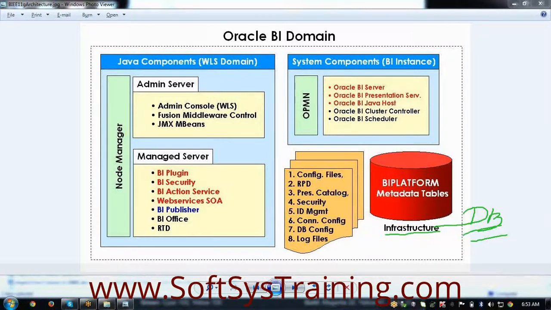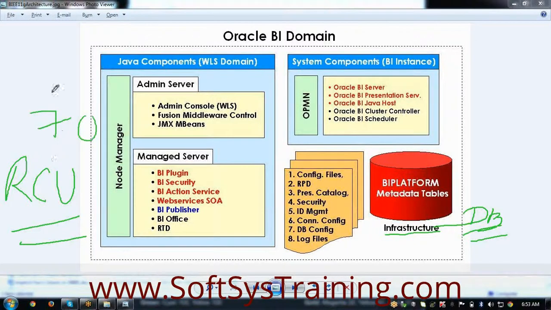When you want to install this Oracle BI application, you need to first install something called the RCU, Repository Creation Utility. The Repository Creation Utility is available for both 32-bit and 64-bit from the 7.0 version. Prior to the 7.0 version, 32-bit was not available, only 64-bit. From the 7.0 version, RCU is available for both 32-bit and 64-bit machines.